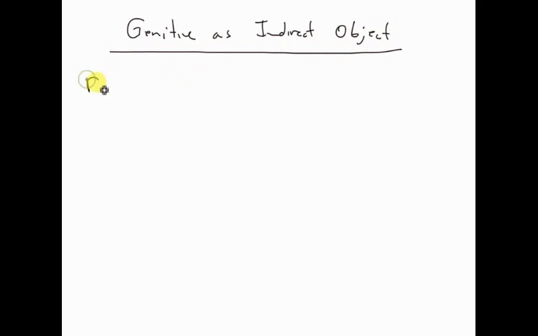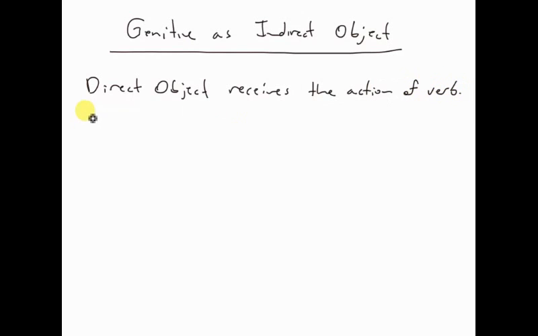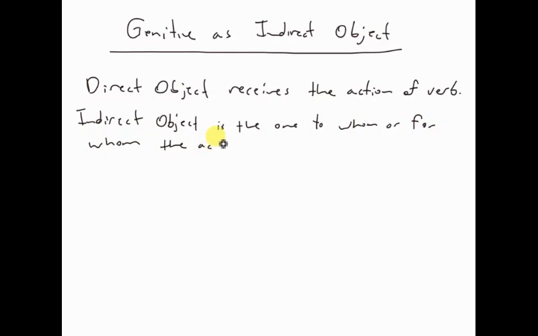So we said previously that the direct object receives the action of a verb. The indirect object is the one to whom or for whom the action of the verb is done.